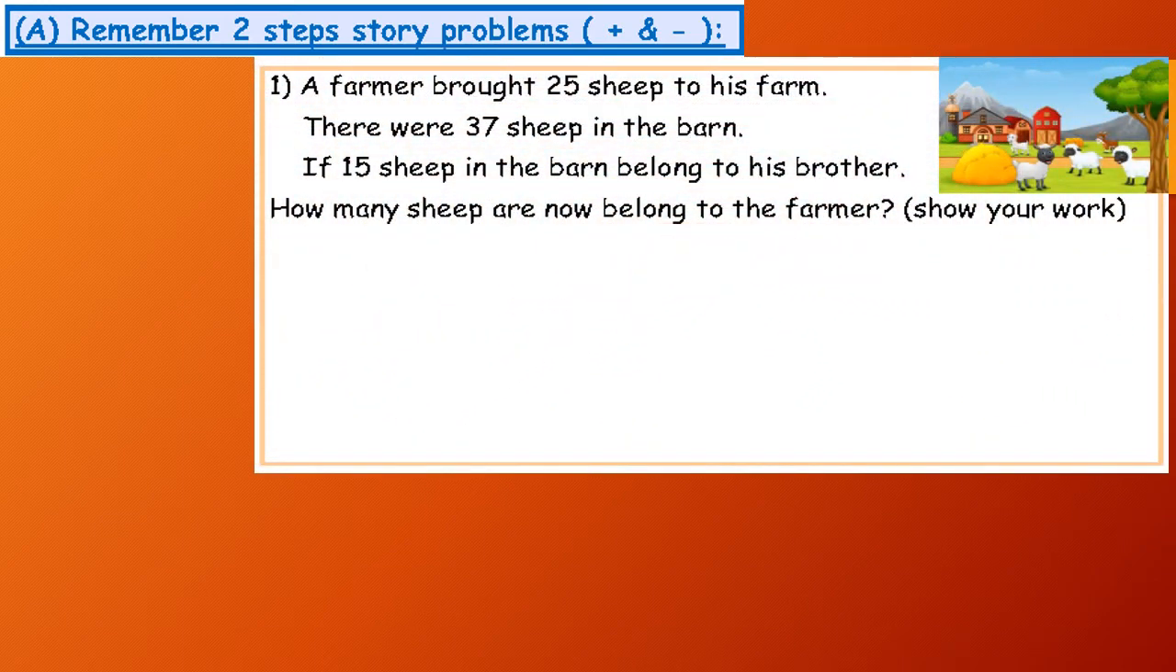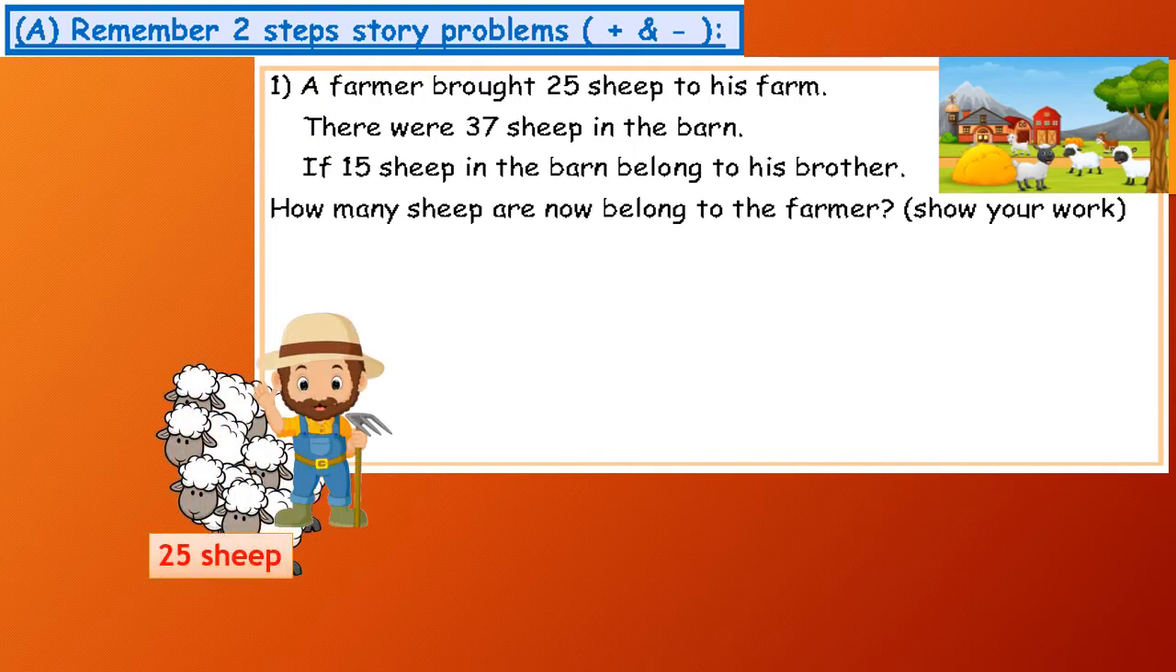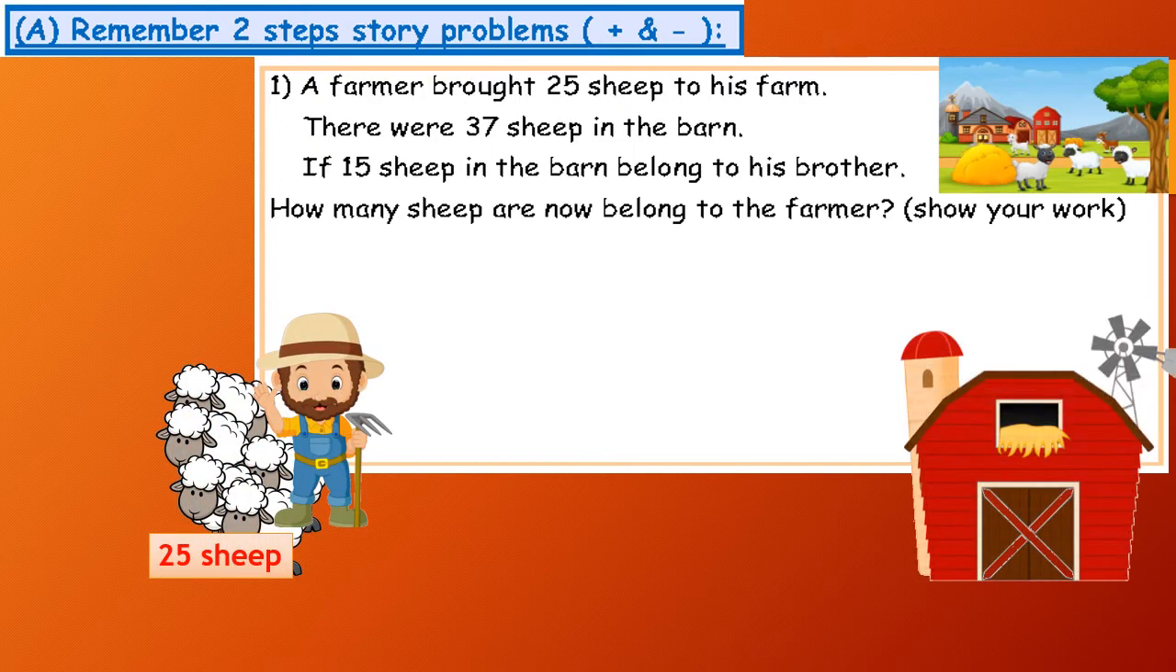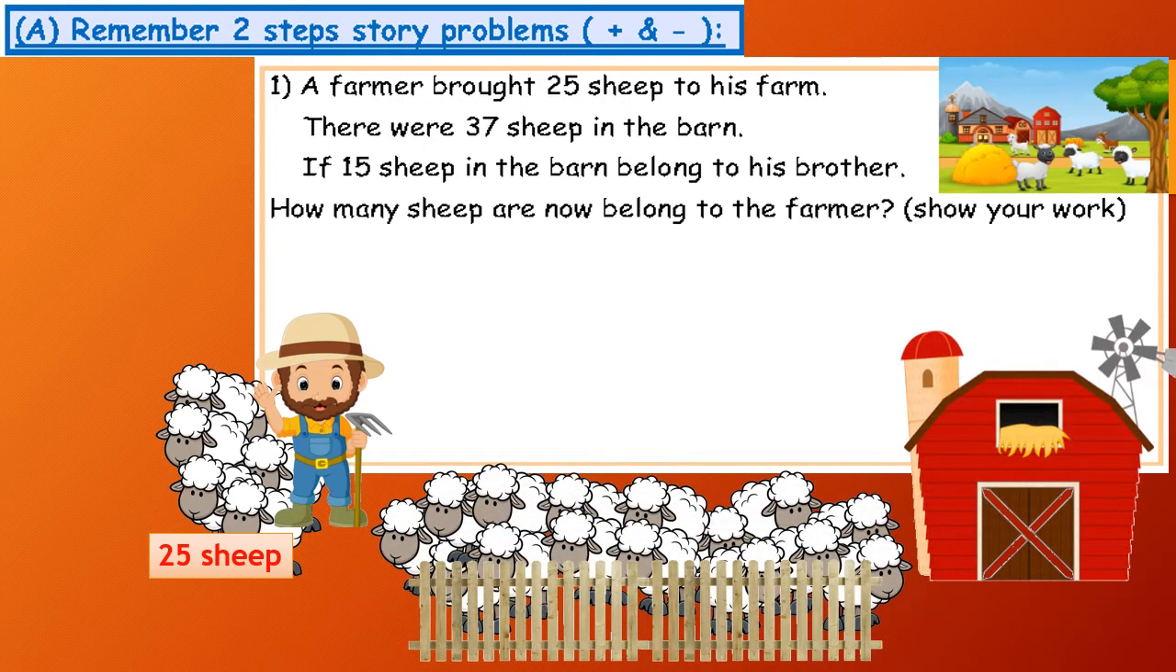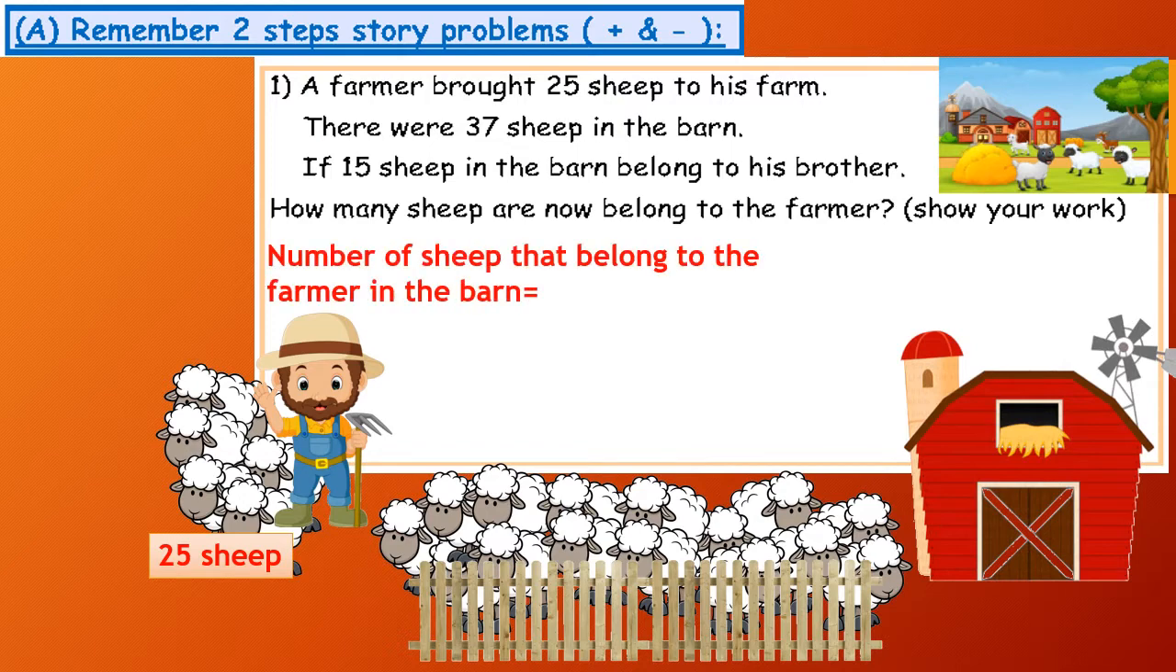A farmer bought 25 sheep to his farm. There were 37 sheep in the barn already, and 15 sheep in the barn belonged to his brother. So, how many sheep are now on the farm?